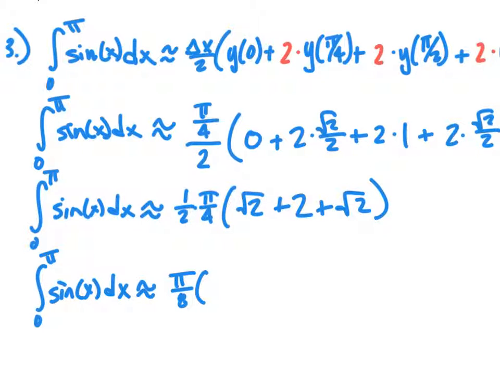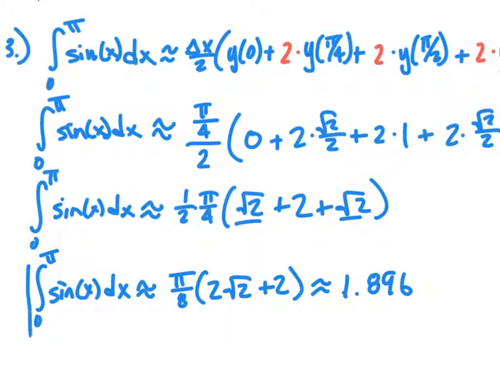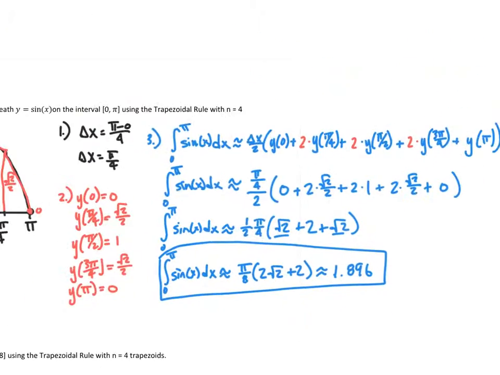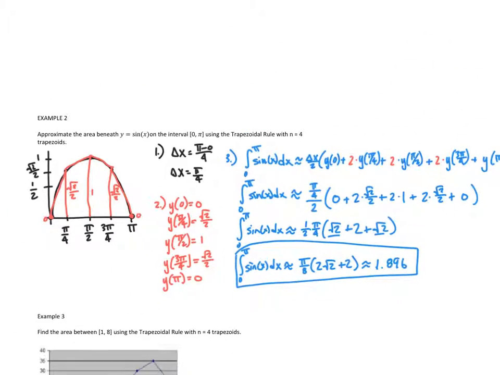And then I multiply that by the sum of all these numbers, so I got the square root of 2 plus 2 times the square root of 2 plus 2. And this ends up giving me a value of approximately 1.896. Okay, and that's that. So, again, not too terrible, but just follow what we know.